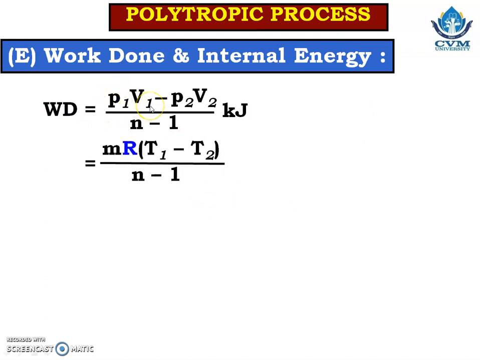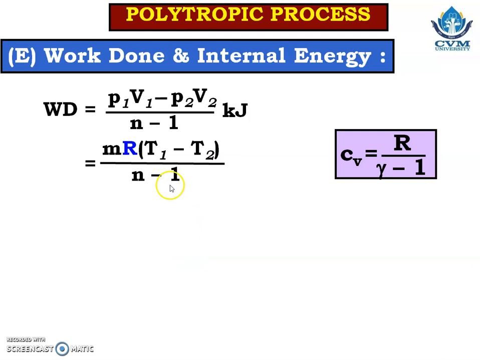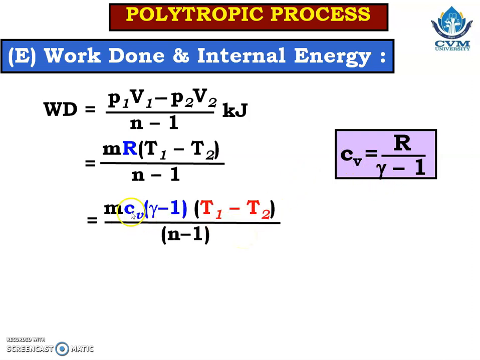Instead of P1 V1, we can write down MRT1, and instead of P2 V2, we can write down MRT2. MR is common, so it is MR(T1 minus T2). Now putting the value of R. Now what is the value of R? CV is equal to R upon gamma minus 1. So we can put R is equal to CV into gamma minus 1. So M into CV into gamma minus 1 into (T1 minus T2) divided by n minus 1.